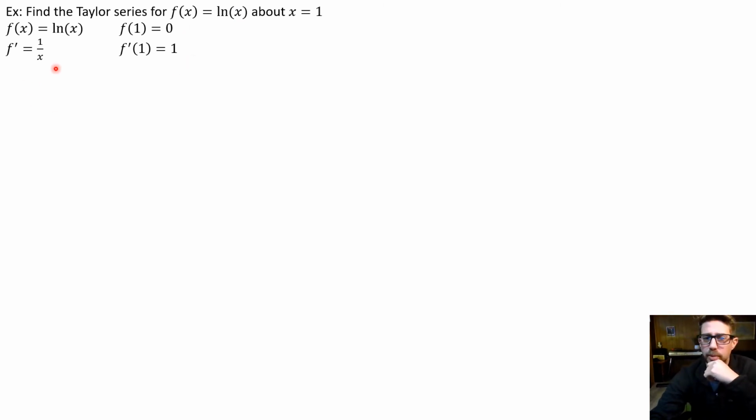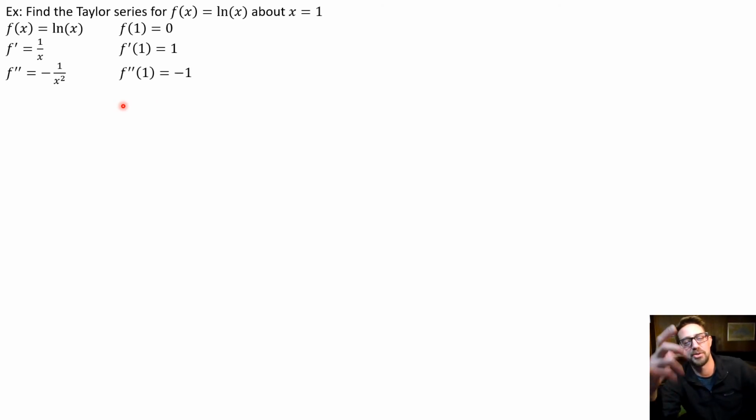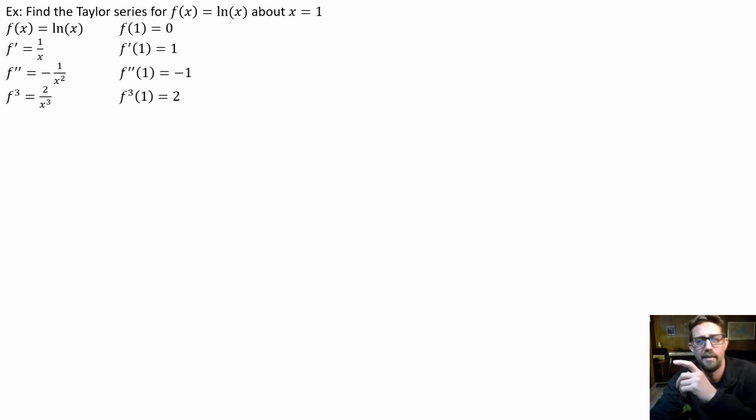Do it again. f double prime is, okay, this is actually x to the negative 1. So f double prime is negative x to the negative 2, or negative 1 over x squared. And f double prime of 1 is negative 1. Don't stop, because if you just went from there, you'd be like, oh, it just flips back and forth between 1 and negative 1. No, 2 terms is not enough to determine a pattern. Keep going. So f triple prime, I sort of did some quick math here. This is negative x to the negative 2, which means f triple prime is positive 2x to the negative 3, or 2 over x cubed. And then f triple prime of 1 is just 2.